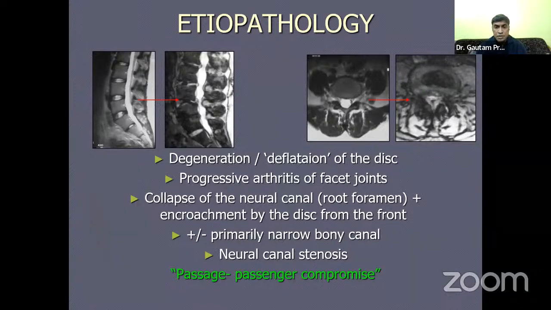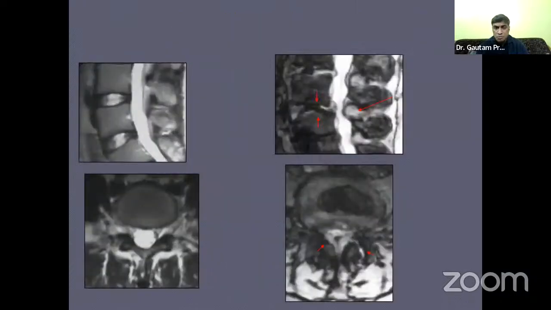Many times, patients have inbuilt primary neural canal stenosis. By that I mean that to begin with, the canal is not wide enough. So these patients have canal compromise right from the beginning, and the slightest compression will increase the symptoms. So basically, when we talk about lumbar canal stenosis, it's always a passenger compromise which you are talking about.